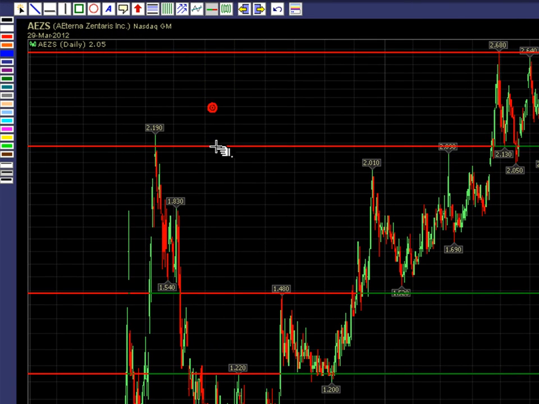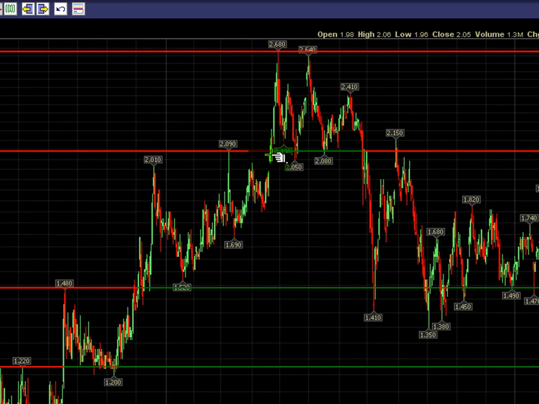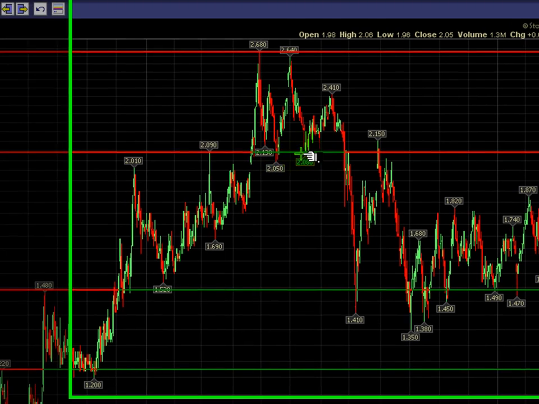Now, we can also see that right around the $2 area we also have a resistance. You can see we had a spike up to $2.19, at $2.10, $2.09. This is a general resistance area, and once we broke above our particular resistance, you can see that on the way back down it behaved as support.